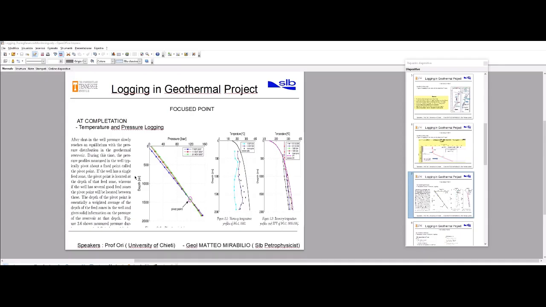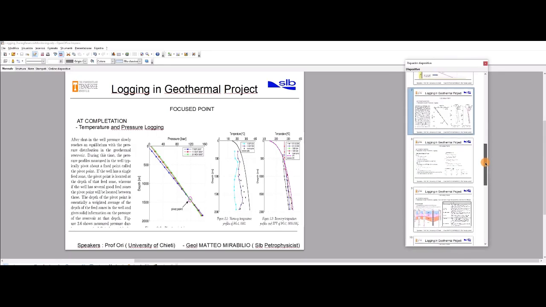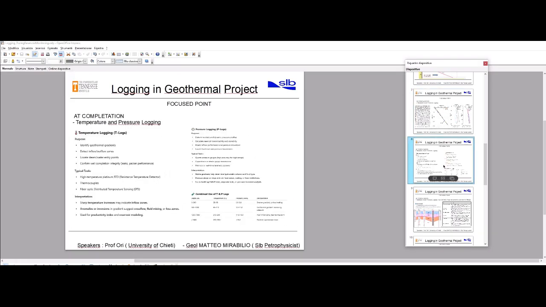In a well with a single feed zone, the pivot point is located at the depth of the feed zone, and so the depth of the pivot point is essentially the weighted average of the depth of the feed zones of the well, and gives useful information. So we have this graph that plots the pressure of different wells. There is a pivot point, and that underlines that in this area, around the pivot point, temperature, depth and pressure are stable. So this is an example of how to use this data to establish the condition of geothermal wells, and also to plan all phases of completion.